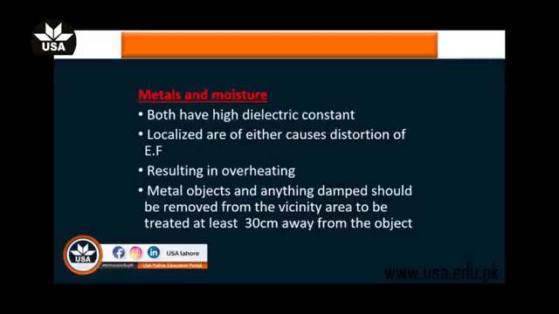So far as metals and moisture are concerned, they both have a high dielectric constant and a localized area of concentration, and they may cause distortion of the electrical field resulting in overheating. Metal objects and anything damp should be removed from the vicinity of the area to be treated, at least 30 cm away from the subject or object.